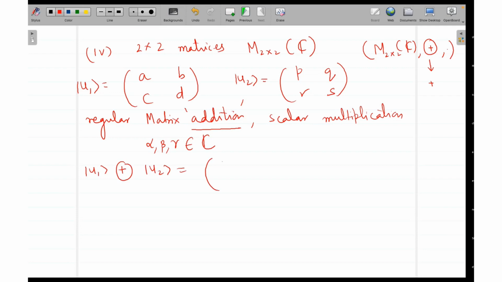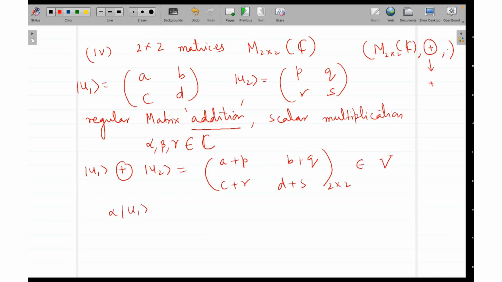A plus P, B plus Q, C plus R, D plus S. This is still a 2 by 2 matrix, right? Each of these, is it a complex number or not? Yes, sir, a complex number plus a complex number is a complex number. So this belongs to my same vector space, right? Yes, sir. And you can do all the properties, I mean, commutative, associative.